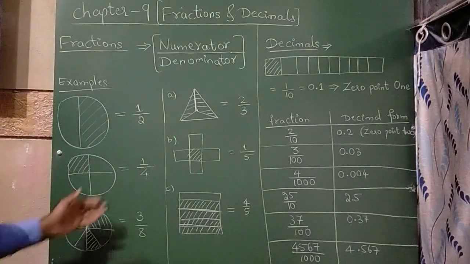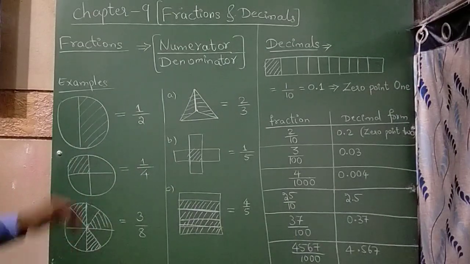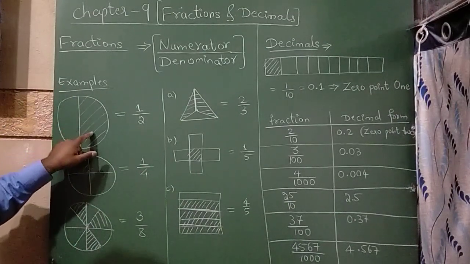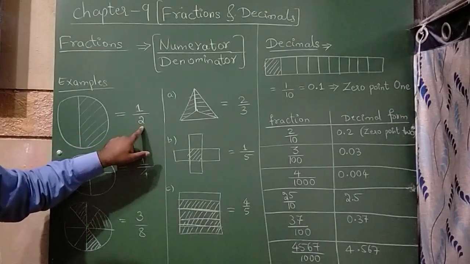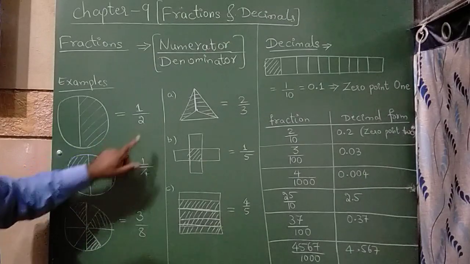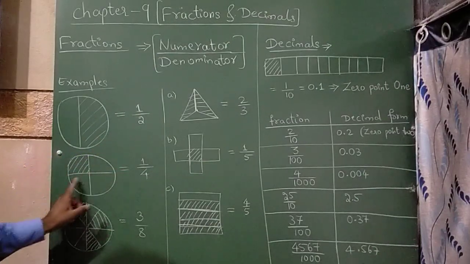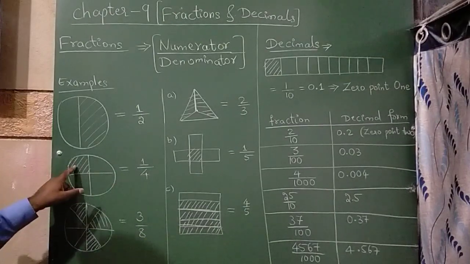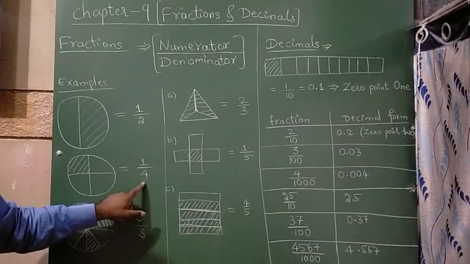So a few examples I have drawn here. So for this whole, there are two equal parts. So I have written 2 in the denominator. So 1 is shaded. So I have written 1 upon 2. For this circle, there are 4 equal parts. 1, 2, 3, 4. So I have written here 4. And 1 is shaded. So it is 1 upon 4.